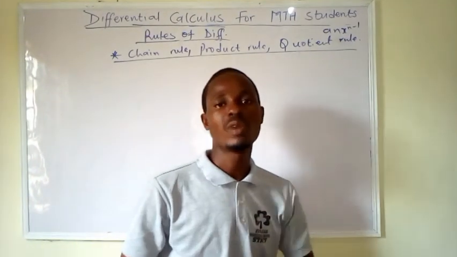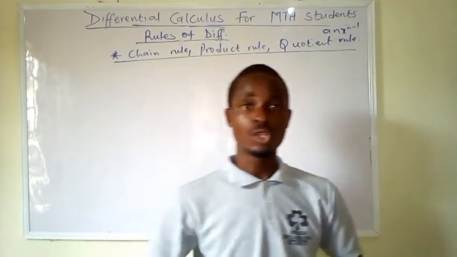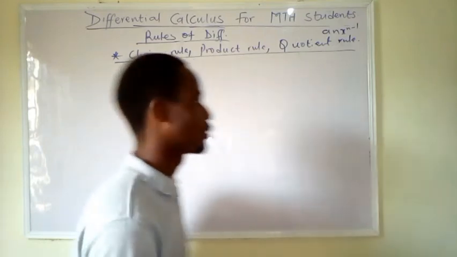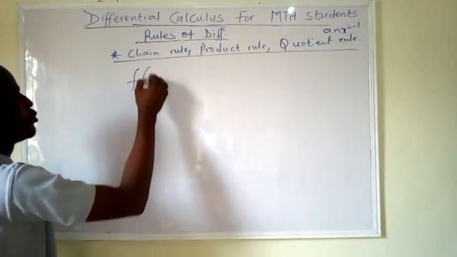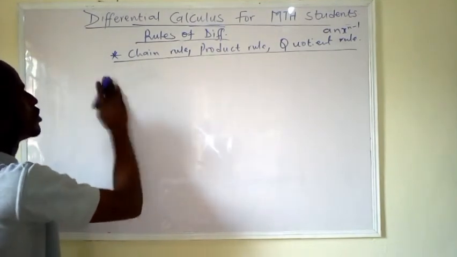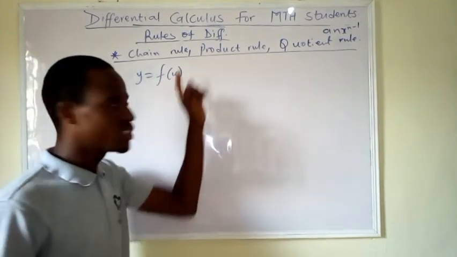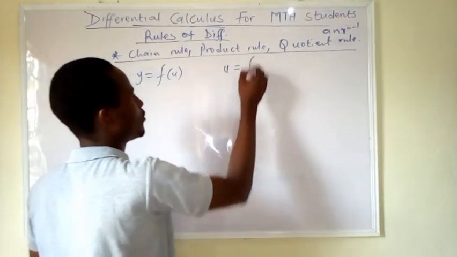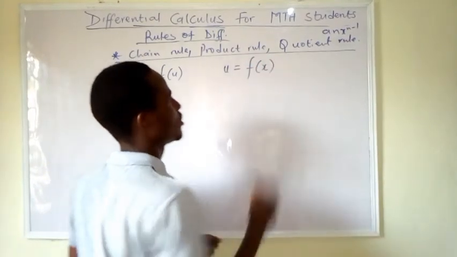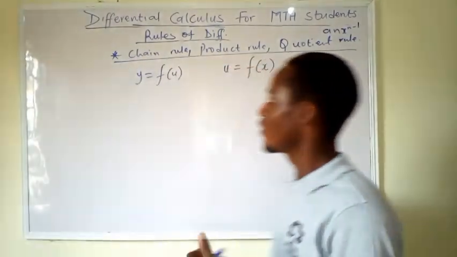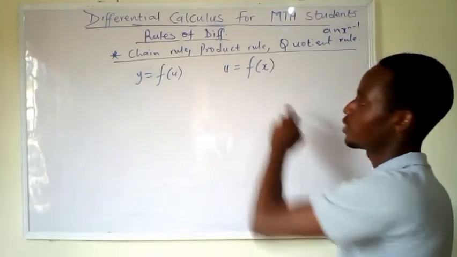We use the chain rule where we are meant to differentiate a function of a function. What do I mean by function of a function? If I have y to be a function of u, and at the same time u is a function of x, which implies that indirectly y is a function of x.